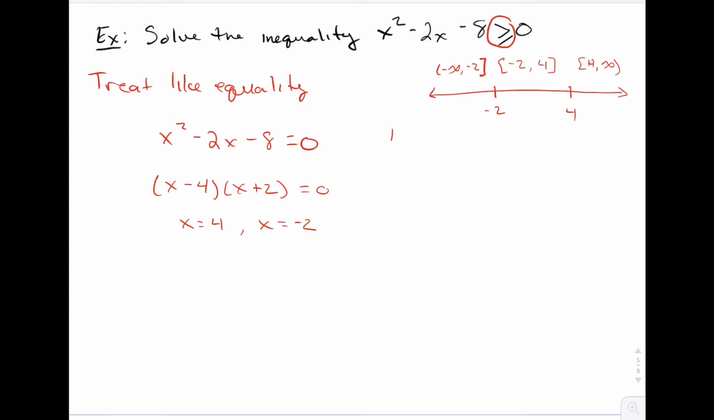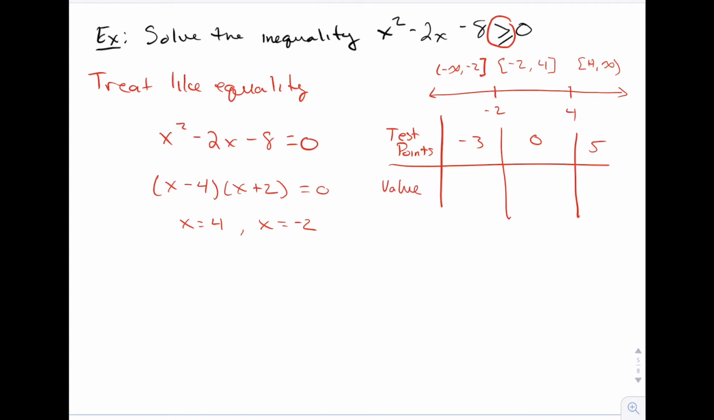And now I come up with my test points. I want something in this interval between negative infinity and negative 2, so I can pick negative 3. I want something in the interval from negative 2 to 4, I'll pick 0, and something greater than 4, so I'll pick 5. I also want to know what their value is if I plug it into the factored form of this equation. So if I plug in negative 3, I'm going to get negative 7 and negative 1, which will give me a final answer of 7.